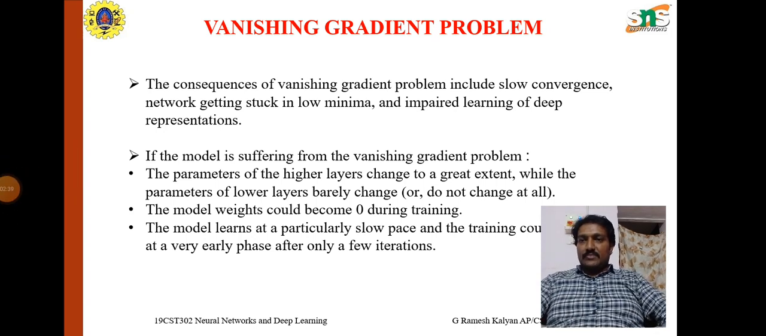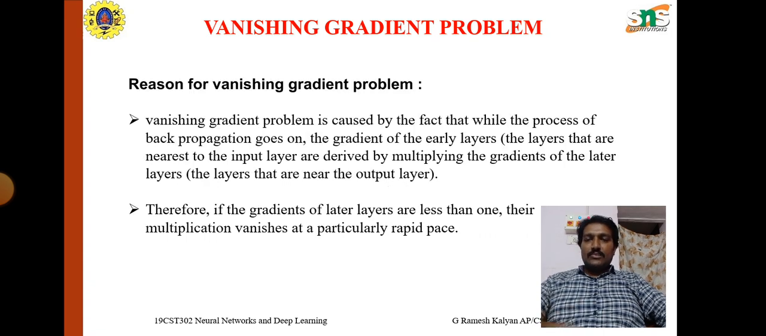The parameters of the higher layers change to a great extent, while the parameters of the lower layers barely change or do not change at all. The model weights could become zero during the training process. The model learns at a very slow pace, and the training could stall at a very early phase, after only a few iterations. So these are the symptoms.